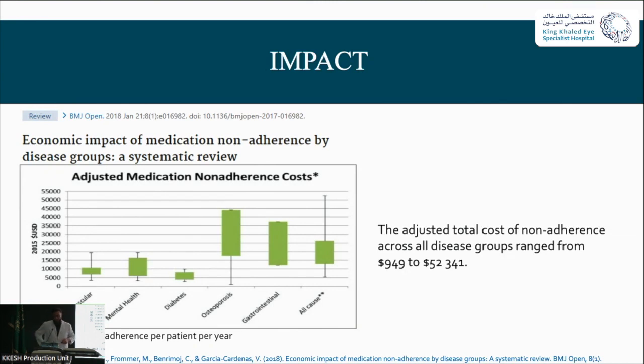This slide gives the impact of different diseases, per patient, of the cost of non-adherence per patient per year. As you can see, osteoporosis can go up to 50,000 US dollars per year per patient. So that is the impact. All this cost analysis is a very detailed analysis they have done, but ultimately we don't see it in front of us because it needs some work or expert calculations. But yes, this is reality.